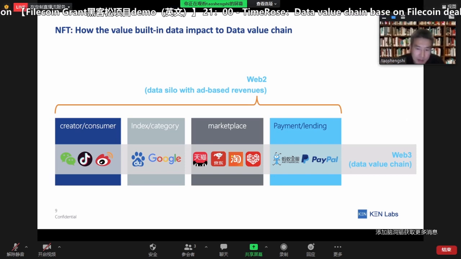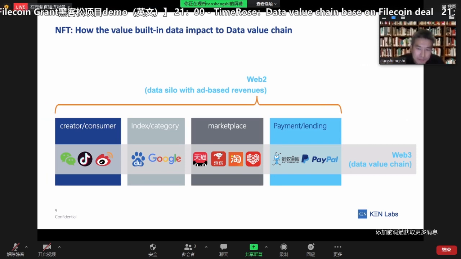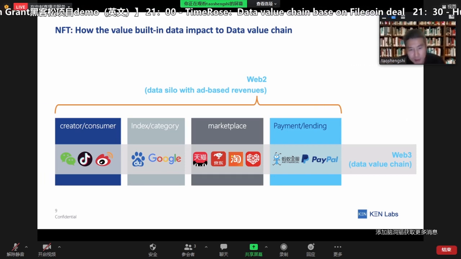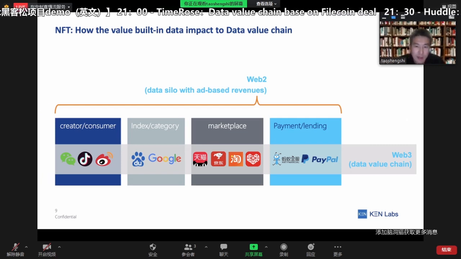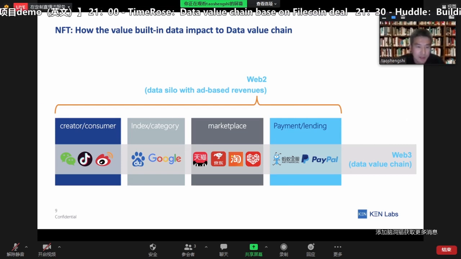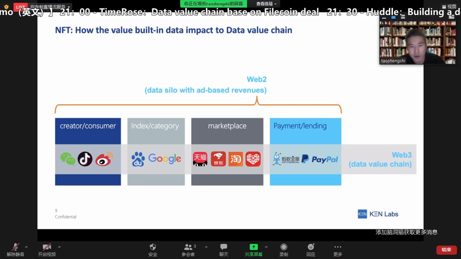So that is the basic situation of the current Web2 ecosystem: data silos with ad-based revenues.